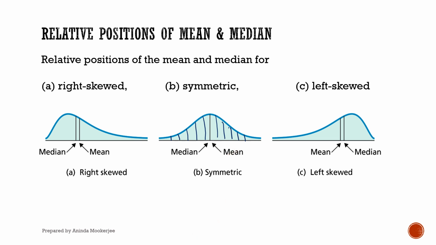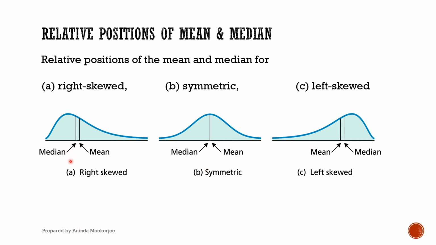Now, when the mean and the median are the same or almost the same, then we get what is called a symmetric distribution. That means this is the center point here. The mean and the median are the same. We have an equal proportion of data on both sides of the center point. That's what a symmetric distribution means. That means half the data lie to the left of the center point and half the data lie to the right of the center point.